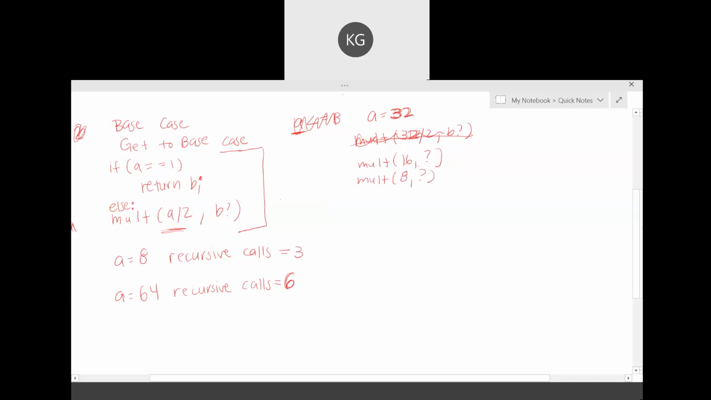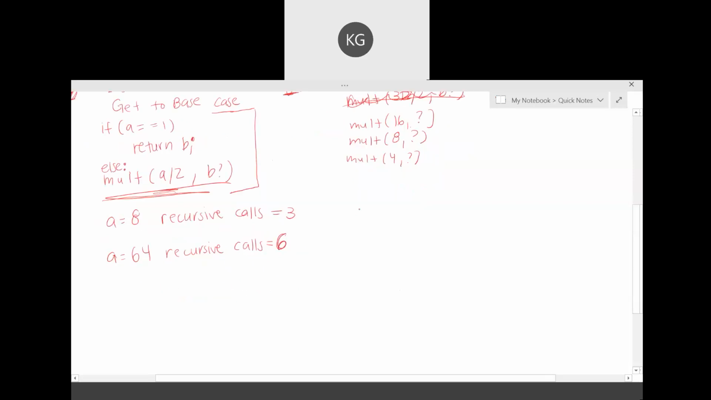And then we look at mult and then the 8. Okay, 8 does not equal 1, so we have to do this call again, which is going to be mult 4, comma, question mark. And then 4 does not equal 1, so we have to do it again, and it's going to be 4 divided by 2 is 2. Mult 2. And then finally, we have 2 divided by 2 is 1.